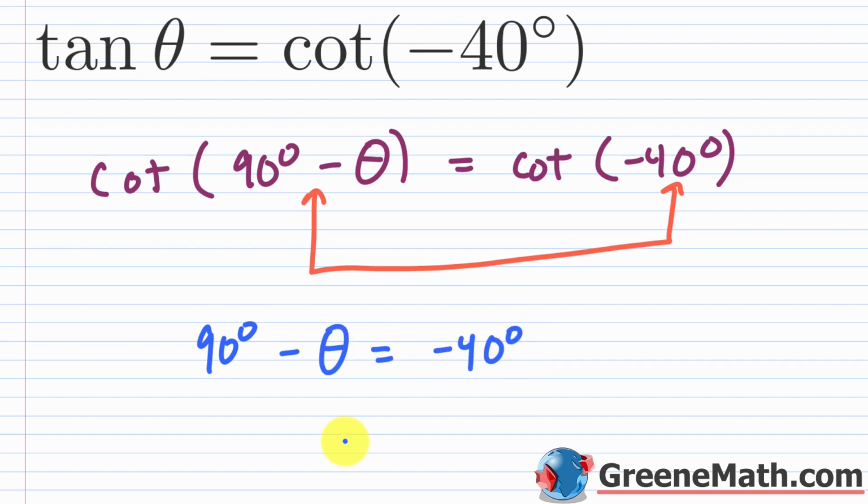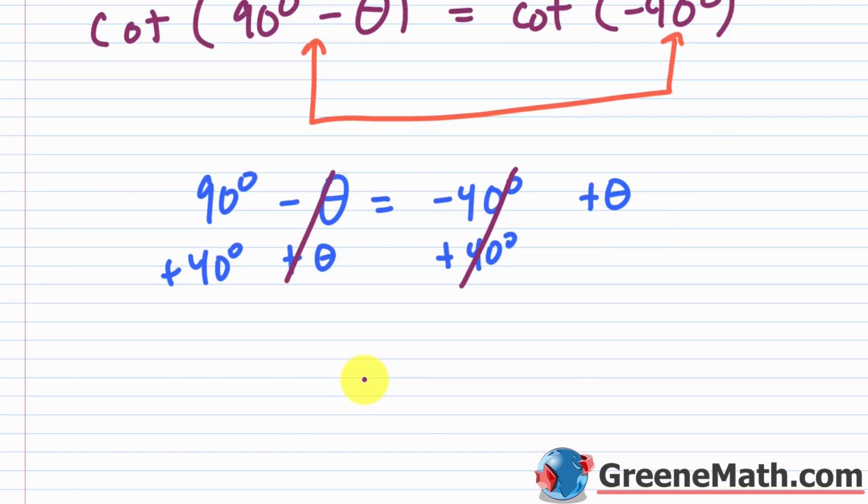And what I'll actually do is add theta to both sides and add 40 degrees to both sides. And let's just go ahead and say that this would cancel and this would cancel. I'm just going to flip it around. I'm going to say theta is equal to 90 degrees plus 40 degrees is 130 degrees. All right, so this would be my solution. Now, when we get to solving trigonometric equations, we'll talk about how to write the full solution, which would include all of the possible solutions. Here, this is just one of an infinite number.